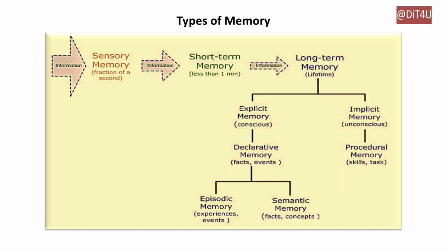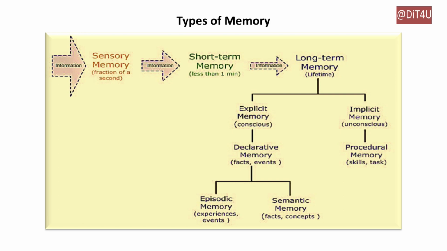Memory and the amnesia related disorders. Very briefly, sensory memory is just a fraction of a second that takes in the information, passes it on to working memory or short-term memory, which is less than 1 minute. Capacity is 7 plus or minus 2 units. And if you can do encoding, that can be shifted to long-term memory, which is for lifetime. Okay, and its capacity is endless.